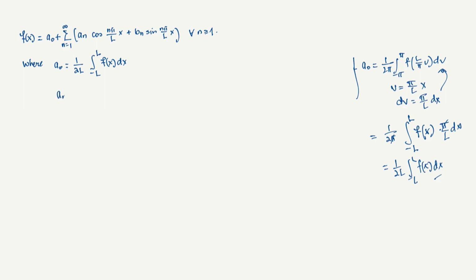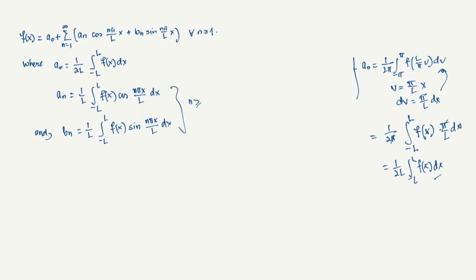So that is for you to do. So please do it yourself. This is 1 by L again, integral from minus L to L of f of x cosine of n pi x by L dx. Okay, and bn will be given by 1 by L, integral from minus L to L of f of x sine of n pi x by L dx. Is it okay? So this holds for all n greater than or equal to 1.